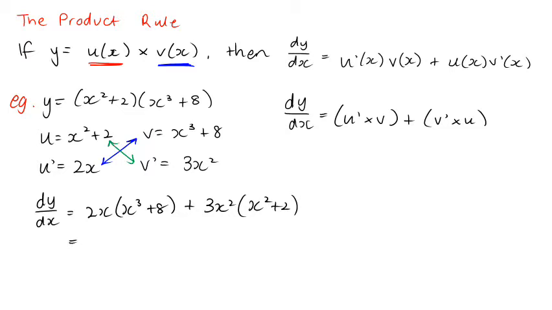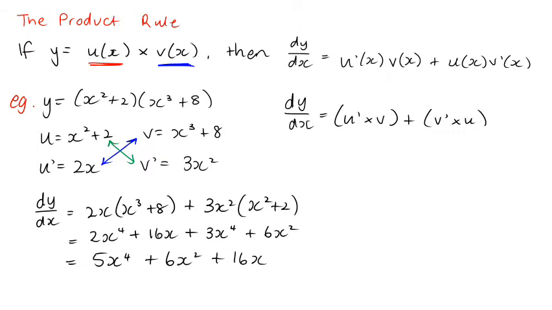If we want to simplify, we can expand our brackets out. 2x times x cubed is 2x to the 4, 2x times 8 is 16x, 3x squared times x squared is 3x to the 4, 3x squared times 2 is 6x squared. Collect your like terms. You've got 2x to the 4 and 3x to the 4, so 5x to the 4 plus 6x squared plus 16x. That is the final answer.